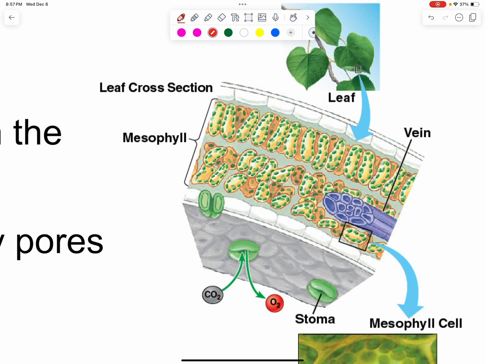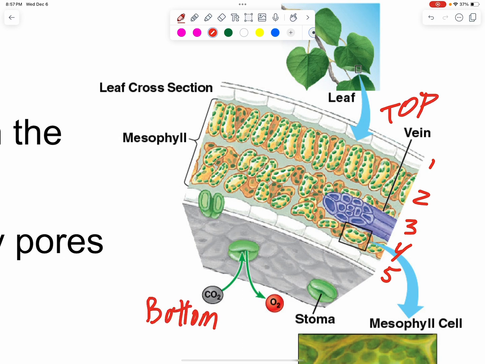First of all, it's very thin. It really has 1, 2, 3, 4, 5 layers of cells. This is the top of the leaf, and this is the bottom of the leaf. Now, we know that plants are going to give off oxygen. There it is. And we also know that plants need to take in carbon dioxide right there.